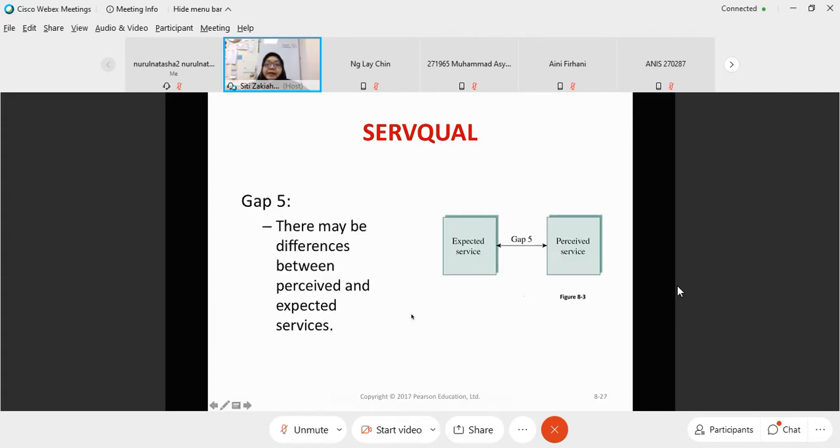And gap 5 is the difference between expected service and perceived service. For example, you have some viral restaurant, you read all the reviews, it's very good. So that is your expectation of the place. But once you go there and experience the service, what is your perception? Is it the same as your expectation, or is it better, or is it lower?